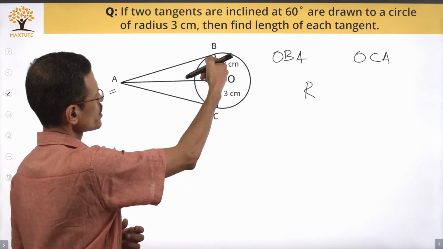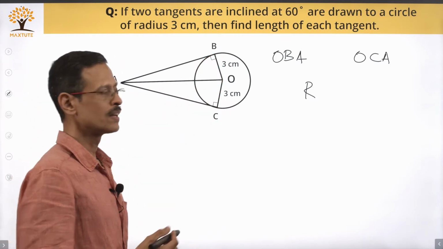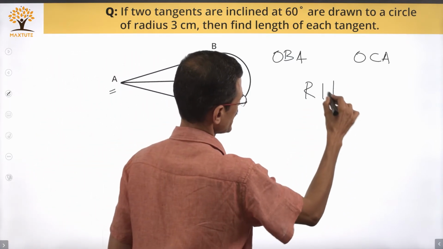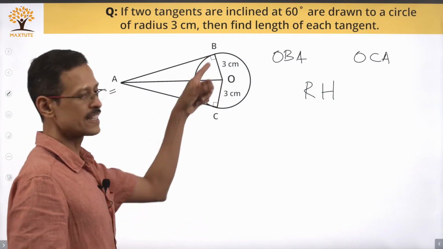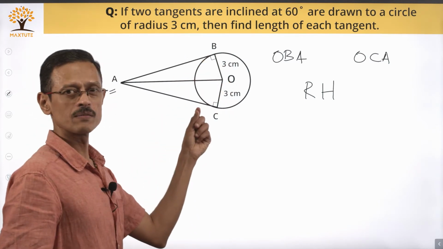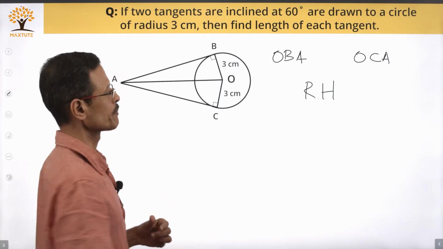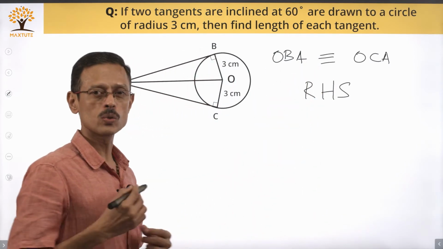The side opposite to the 90 degrees is OA, which is a hypotenuse to both these triangles. OA is a common side and is a hypotenuse. So the hypotenuse of these two triangles are equal. We've established that part. One of the perpendicular sides of each of these triangles is OB and OC. Both end up being the radii of the circle, which means that these two will be equal. So by RHS, we've established that these two triangles are congruent triangles.